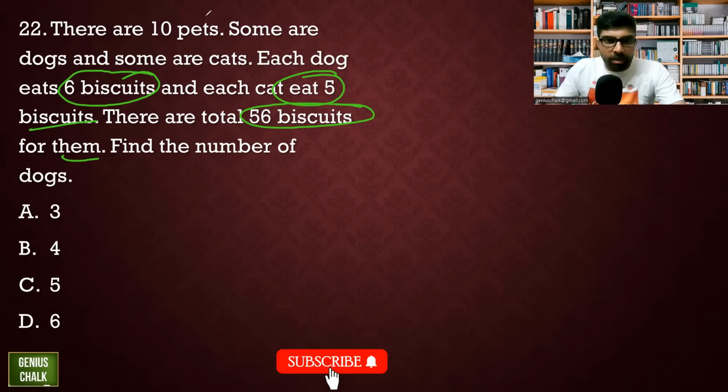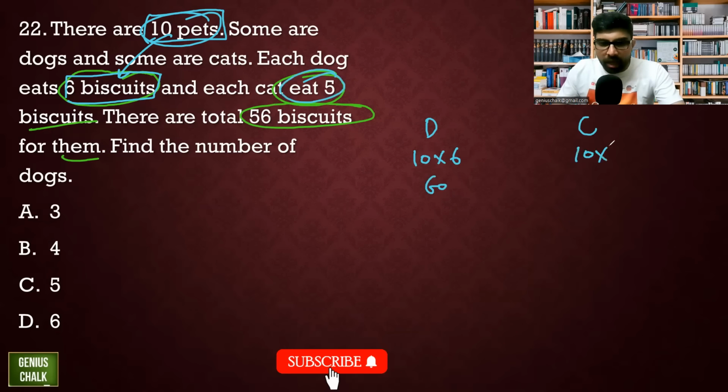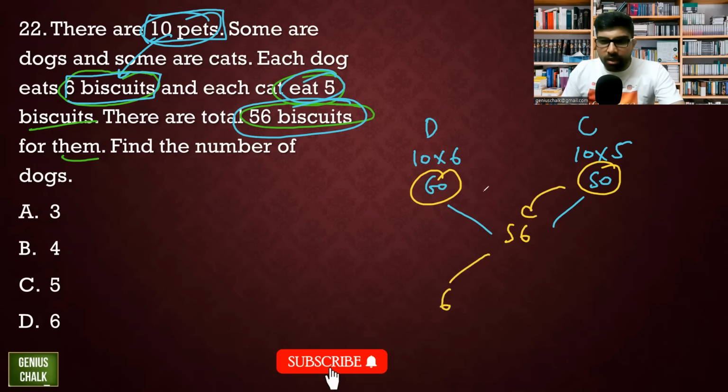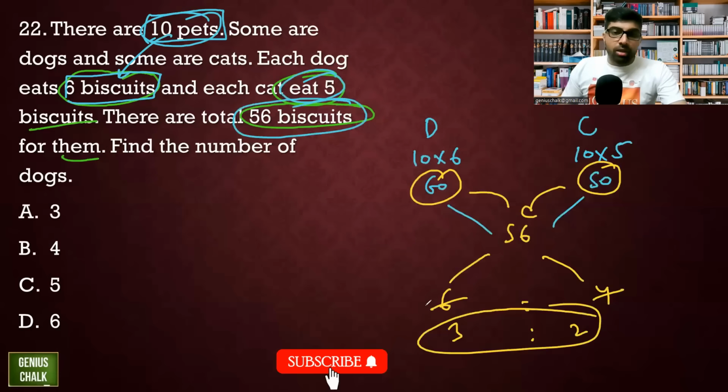So let's suppose 10 pets are there and each dog eats 6 biscuits. This is dog, this is cat. So if 10 pets are there, each dog eats 6 biscuits, the total number of biscuits dogs eat must be 60. Fine. If each cat eats 5 biscuits, the total number of biscuits cats eat must be 10 into 5, that is 50. But actually, how many are the total biscuits? Actually, they are 56. So just apply alligation now. It is 6, the difference, and it is 4, the difference, and the ratio is 3:2. Right? This is my ratio.